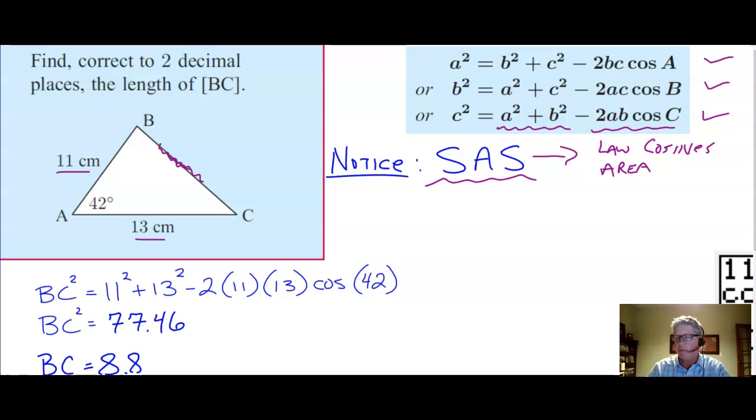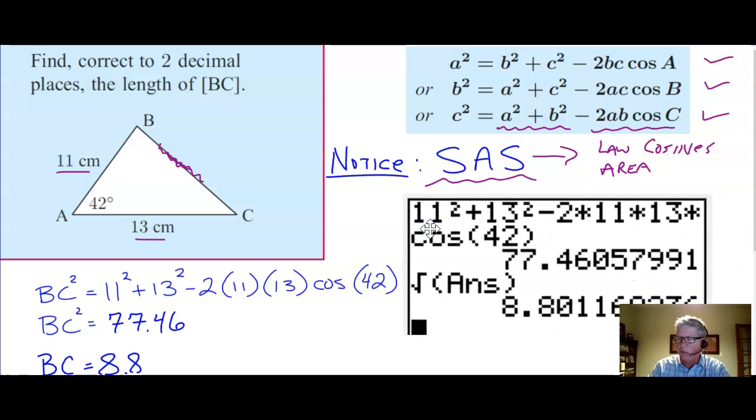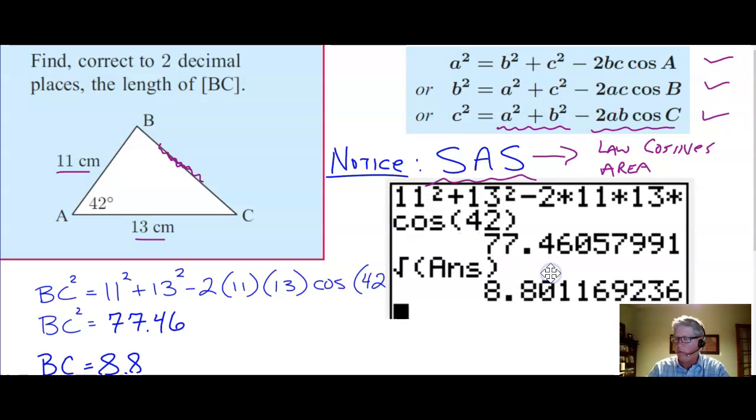I get 8.8. So I'm going to point out something with my graphing calculator. How you plug it in is really important, and I think that should work right there. Notice that I'm plugging the whole thing in. That's going to save you. The calculator knows the order of operations. So notice this is the first thing, and then I get my answer, and then I take the square root of the answer. The answer button is like the second equals or something like that, or I could have just typed in 77.46 and been just fine.